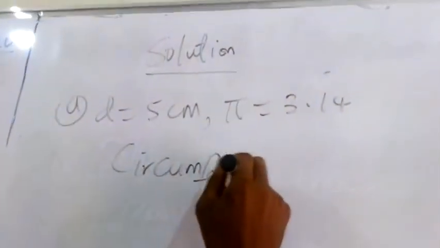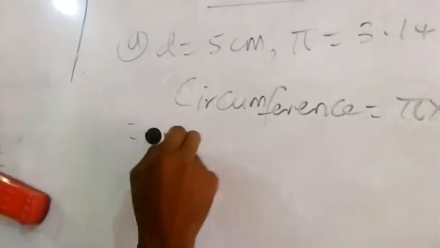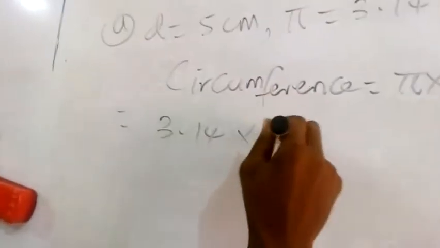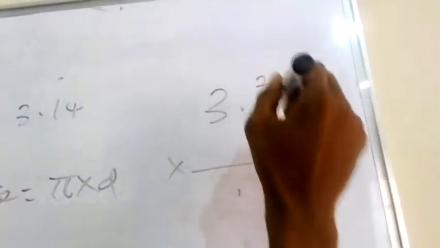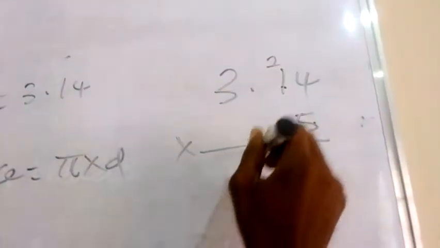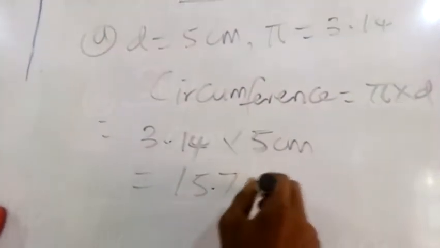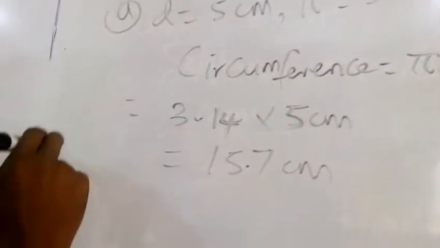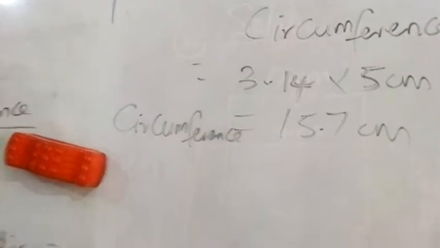We have circumference of a circle as pi times d. Our pi is 3.14 times our diameter of 5 cm. Multiply this together. 3.14 times 5. 5 times 4 is 20, 0, and carry 2. 5 times 1 is 5 plus 2 is 7. 5 times 3 is 15. So, our circumference is 15.7 cm.